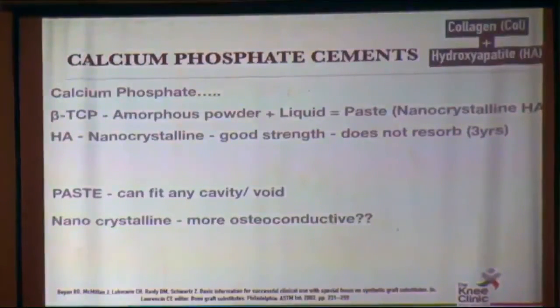Now there is a third component, calcium phosphate. So the calcium phosphate we spoke of goes on to beta TCP, which is an amorphous powder. If you put in a special liquid, it forms nanocrystalline HA, basically HA, but finer HA. So again, these are available in pastes. Because it has HA, it doesn't resorb. It takes time. But because it's a paste, you can fill cavities and voids with it. They also say because it's not normal HA, it's nanocrystalline HA, that it's probably more osteoconductive. I guess that's more hypothesis.